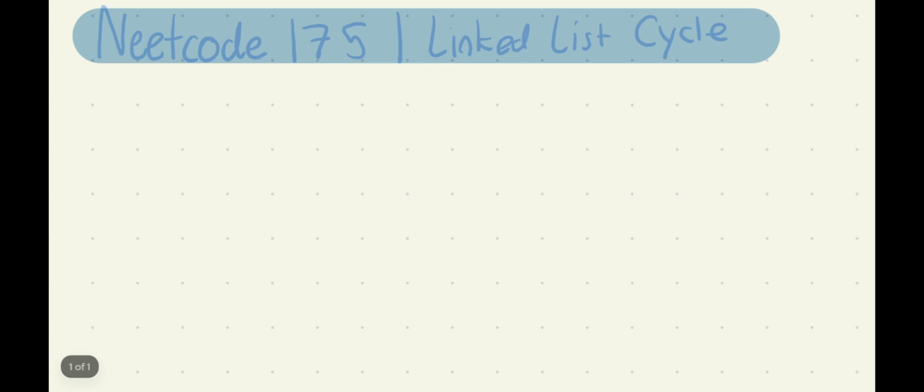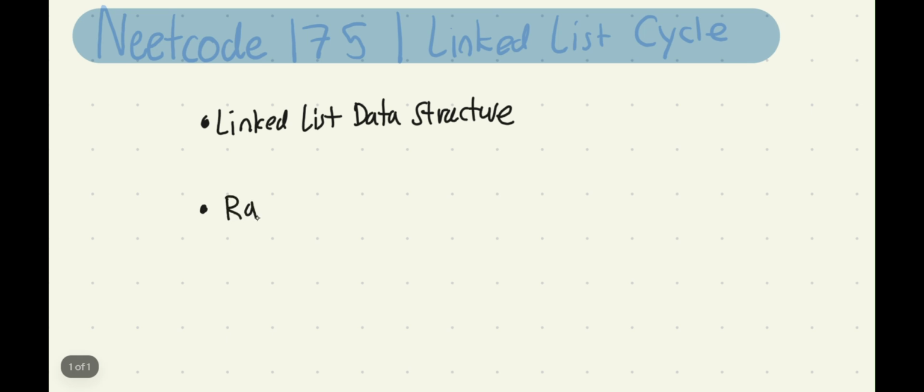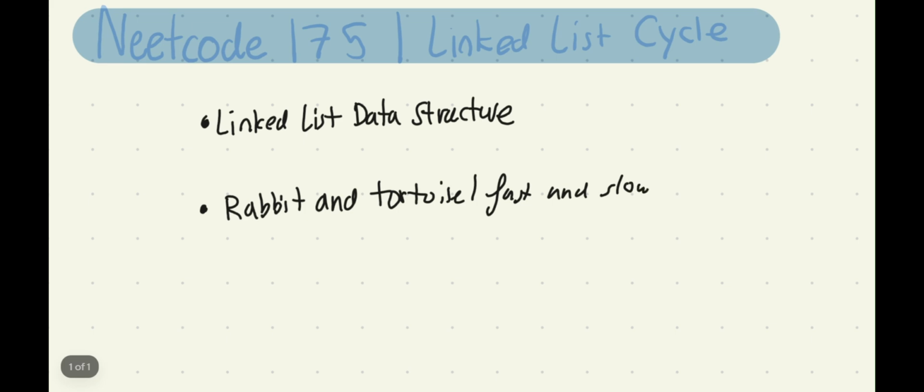Hi everybody, in this video we're going to be going over the linked list cycle question on Neetcode's 175. So in this question we're obviously going to be using the linked list data structure, and we're going to use an algorithm called rabbit and tortoise. But you also might have heard it called fast and slow. So just look out for those two things as we go through the video.